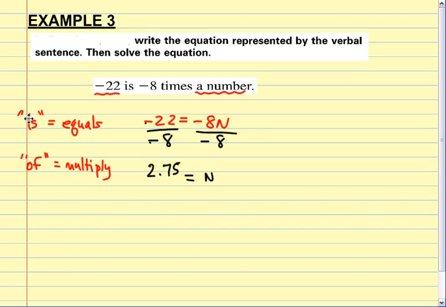Okay? Can someone tell me what the answer would be as a fraction? What would this answer be as a fraction? I'm just going to rewrite it here. N would equal what? Reagan? 2.75 over 1. No, we never have decimals in fractions. We have decimals or fractions, but never a decimal inside of a fraction. Paris? 11 over 4. Perfect. The two negatives turn positive.